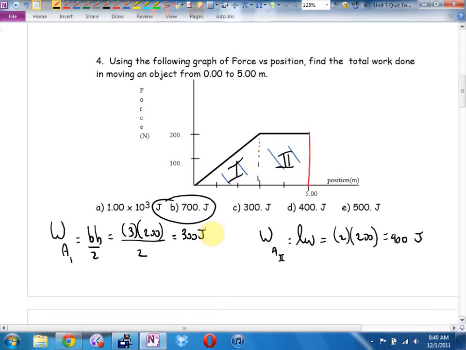By the way, if you were pushing on an object, you actually know how much kinetic energy the object gained. You know how much kinetic energy the object gained? 700. And if you knew how much kinetic energy it gained and you knew its mass, you could actually find out how fast it was traveling. V squared, solve for V.